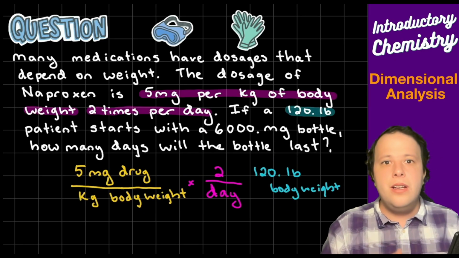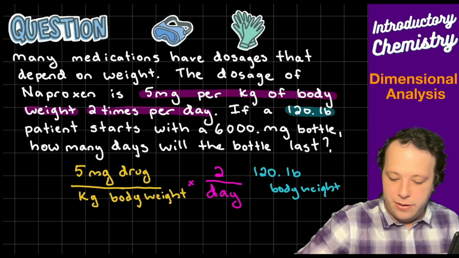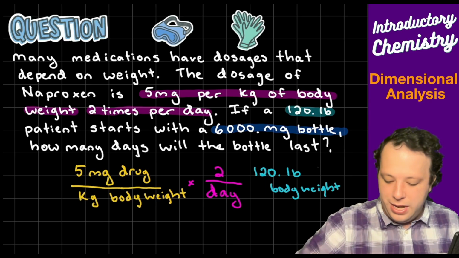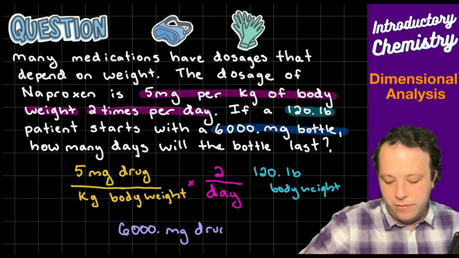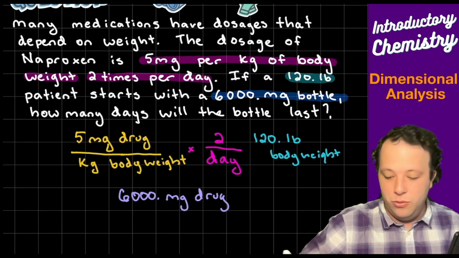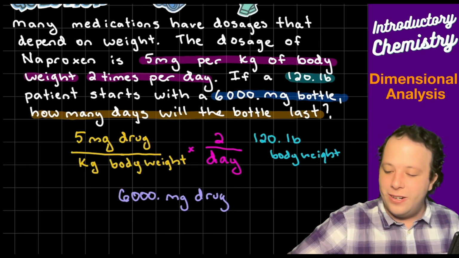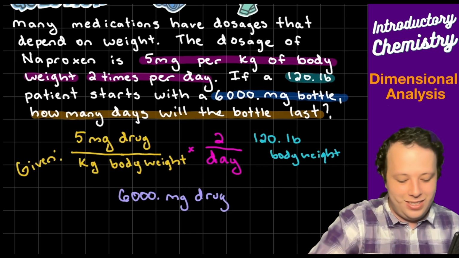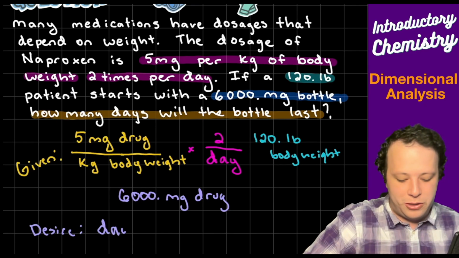Okay, there we go. Now it says the patient starts with a 6,000 milligram bottle. Okay, so here's another piece, of the drug. So we have 6,000 milligrams of the drug. Okay, how many days will the bottle last? Oof. So we have a lot of given information. Our desired, on the other end, is that we want to know how many days the drug will last us before we have to refill our prescription.